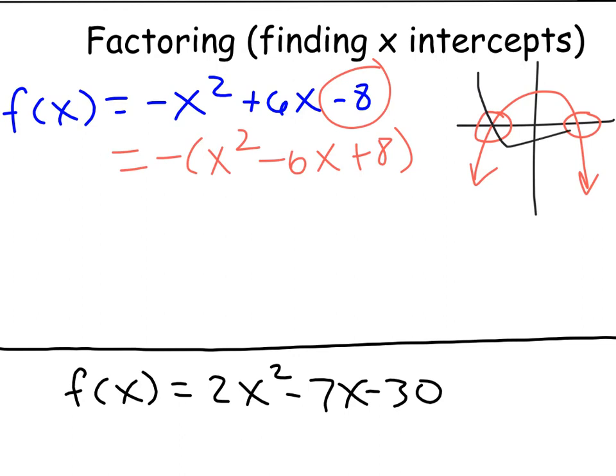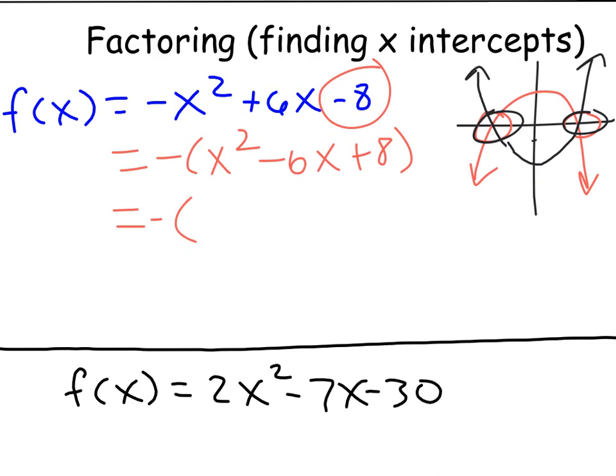So keep in mind that my graph over here is not cooperating very well at the moment. It's just a reflection, so I'm still looking for these points. So taking out that negative sign, it doesn't change where those points are at. Okay? So I just leave that negative sign out there.